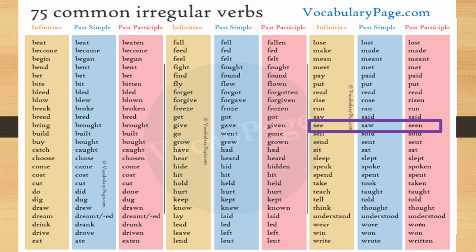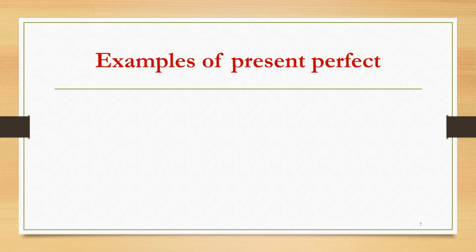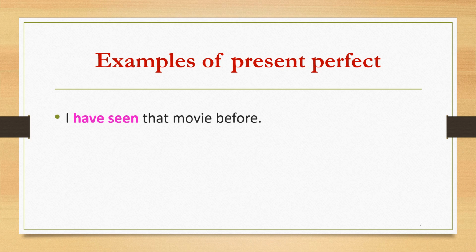For example, we have the verb to see. The infinitive is to see, the past simple is saw, and the past participle is seen. So the present perfect for the verb to see is have or has seen. That's what we're going to see in this example. I have seen that movie before. With I we use have, and the past participle of the verb to see is seen. I have seen that movie before.